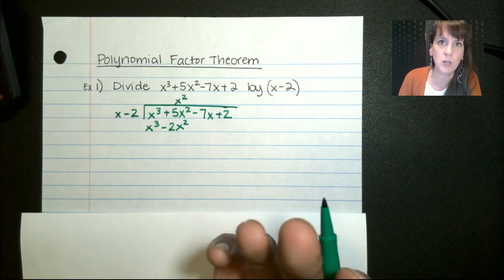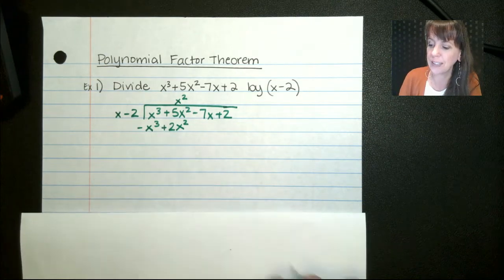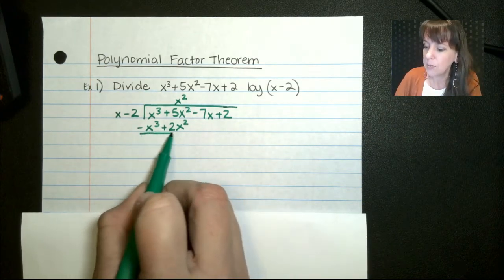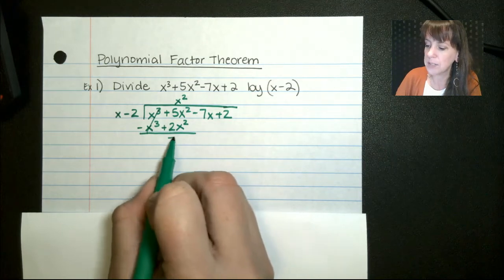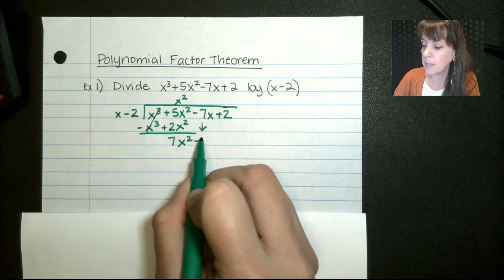Now we're subtracting, and I think subtracting is kind of awkward to do if you're using negatives. So really all subtracting is changing your signs. You're going to hear me say, change your signs, just like that. So now when we do that, this cancels out and we have 7x squared. When we subtract, we bring down minus 7x.